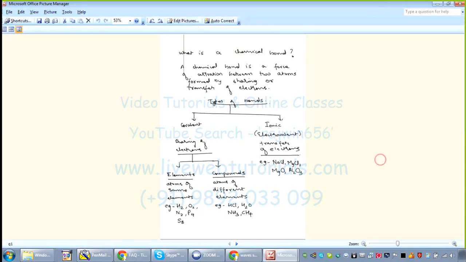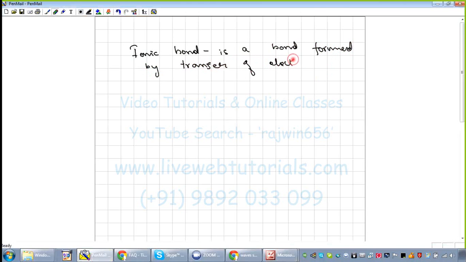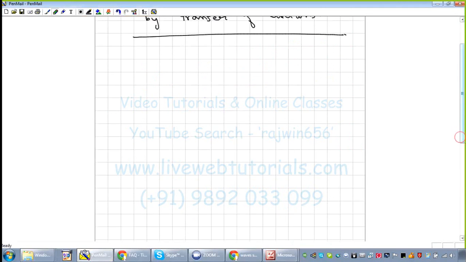Now we have here the ionic bond. We are starting with the simplest compound, that is sodium chloride. First of all, the definition of ionic bond. When electrons are transferred, it is a bond formed by transfer of electrons. So the first example is sodium chloride.